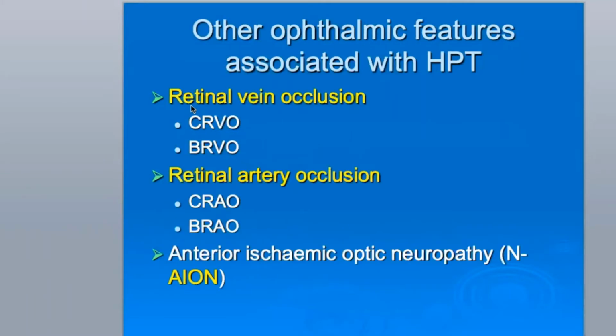Now this is not part of hypertensive retinopathy, but when the patient has hypertension, they are at risk of developing vein occlusion. So you have central retinal vein occlusion, which involves all 4 quadrants. You have branch vein occlusion, you have artery occlusion, branch and central. Another one you also need to know is anterior ischemic optic neuropathy. I think this one will be covered in your acute vision loss lecture.